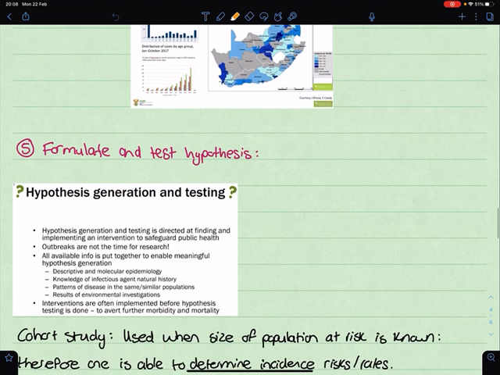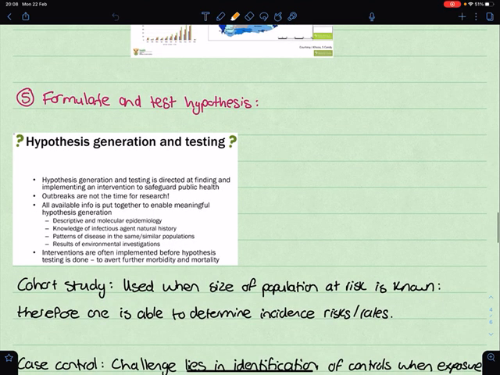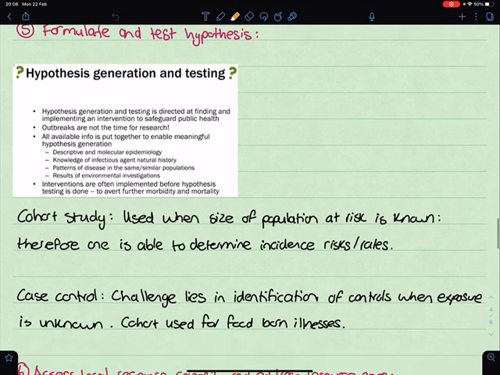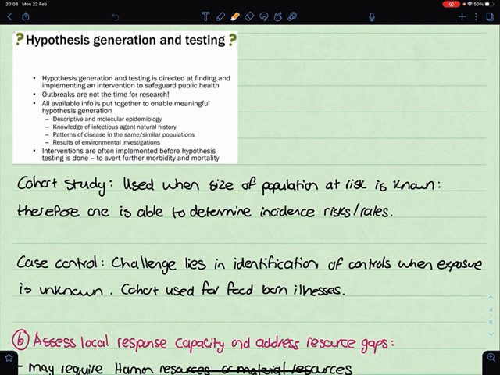Then you'll formulate and test hypotheses. You can do it in two ways. It is a cohort study or a case control. A cohort study you'll mostly use in foodborne outbreaks or foodborne illnesses, used when the size of the population at risk is known. Therefore, one is able to determine the incidence risk rates. Where in case control, this is more in airborne diseases or other infectious diseases. The challenge lies in identification of controls where exposure is unknown. So you don't know how many people are exposed to this specific pathogen.